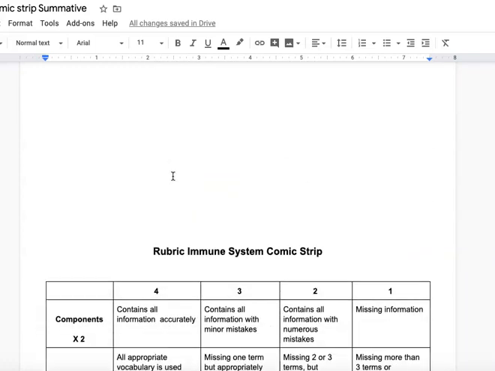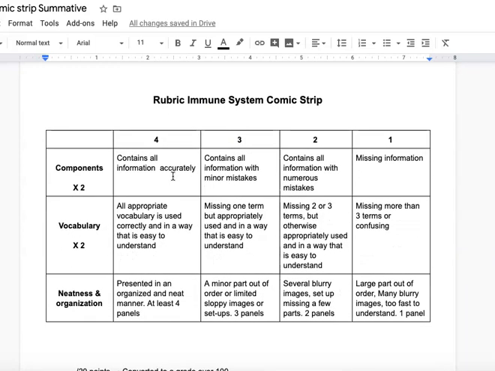Okay, so that is just the information for your summative project, for your comic strip that you will have until Monday, April 20th, if that's your first class, or Tuesday, April 21st, if that is your first class to get done. So you'll have all of class number 2, part of class number 3, and all of class number 1 of the following week to get this done.